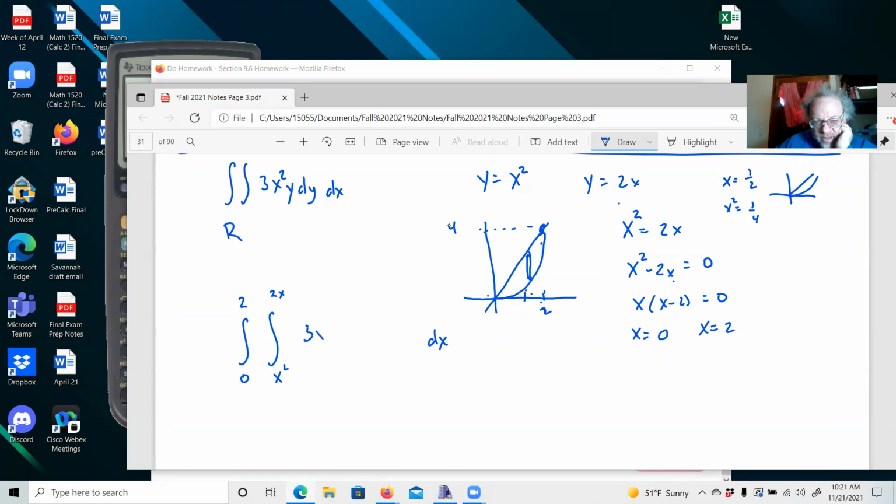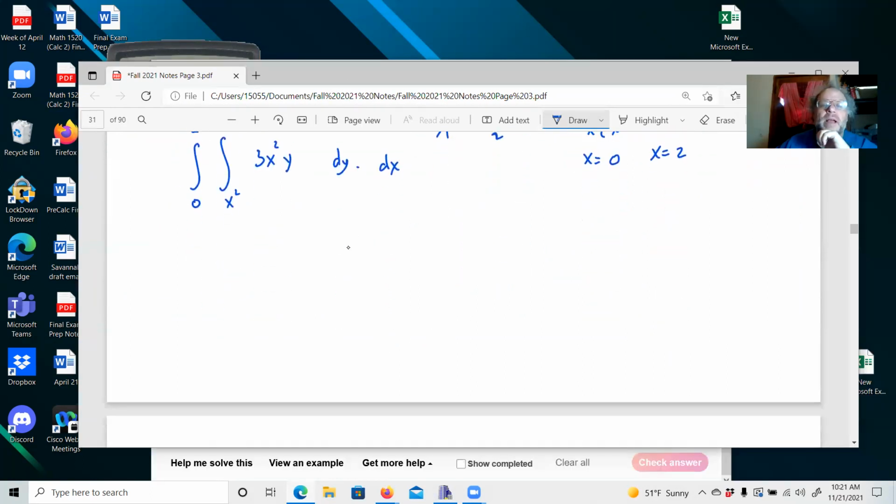So this is 3x squared y, and we're going to hit dy first. Notice when we do dy, we're going to have just x's left, and then we can integrate with respect to x and just get a number at the end. Let's go ahead and integrate. So we're going to have 3x squared times y squared over 2. We're going from x squared to 2x.